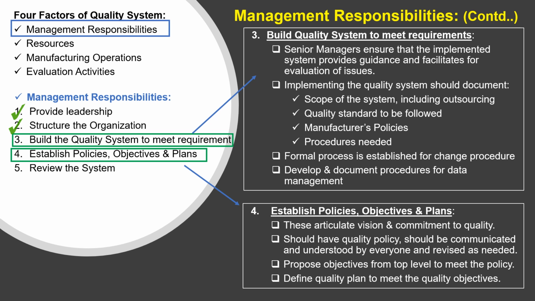The next is establishing policies, objectives, and plans. The organization and leadership should establish a defined quality policy, which should have the vision and commitment to quality from the organization leaders. They should have a quality policy which should be communicated and understood by everyone and should be revised as needed. They should propose objectives from the top level to meet the quality policy, and a quality plan should be defined to meet those quality objectives.